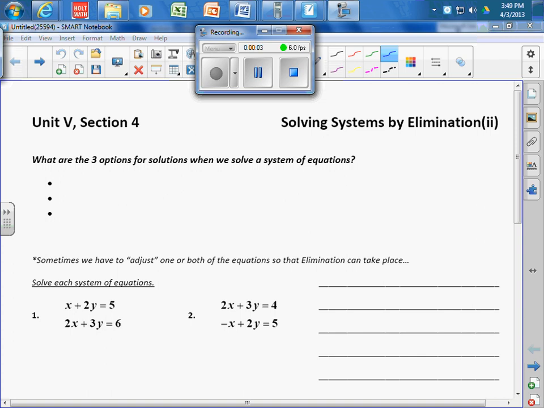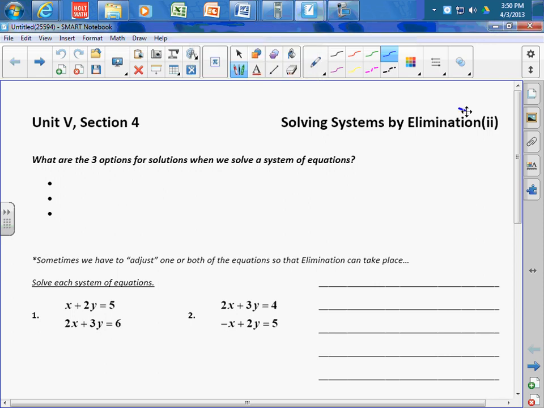All right, now in section 4, we're still going to be solving systems by elimination, but we're going to put a little bit of a twist into these sets of problems. But let's go back and review just like we always do. One of three things will happen when you solve a system of equations. What are those three things?